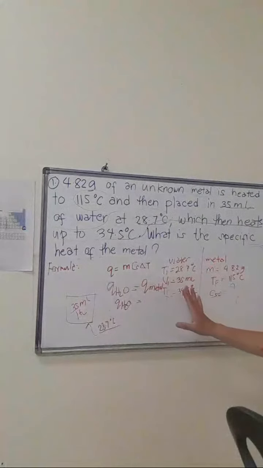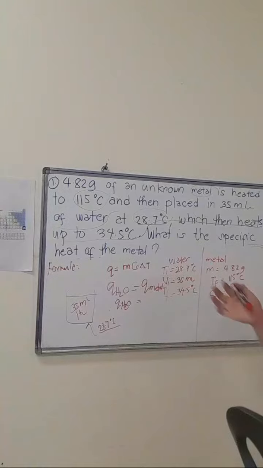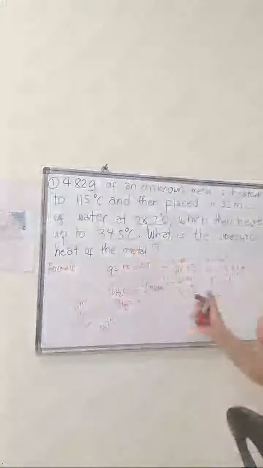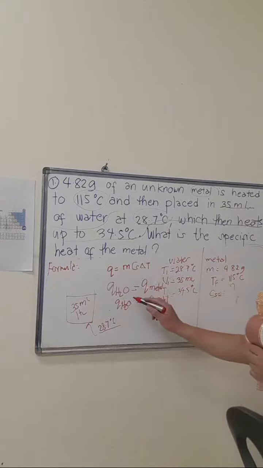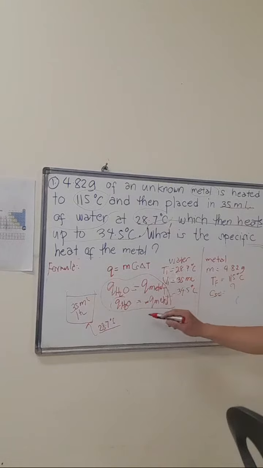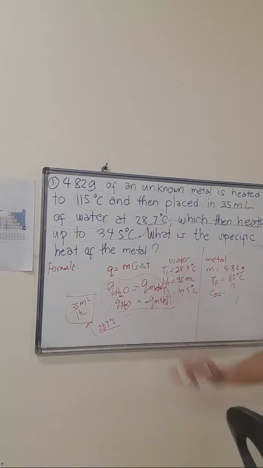So if the metal releases the heat to the water, this heat will become negative Q, because the heat is taken away. So negative Q metal. Negative, because the heat of the metal is being taken away, or released, to be given to the water. This is the final principle: the heat absorbed by the water is equal to the heat released by the metal.